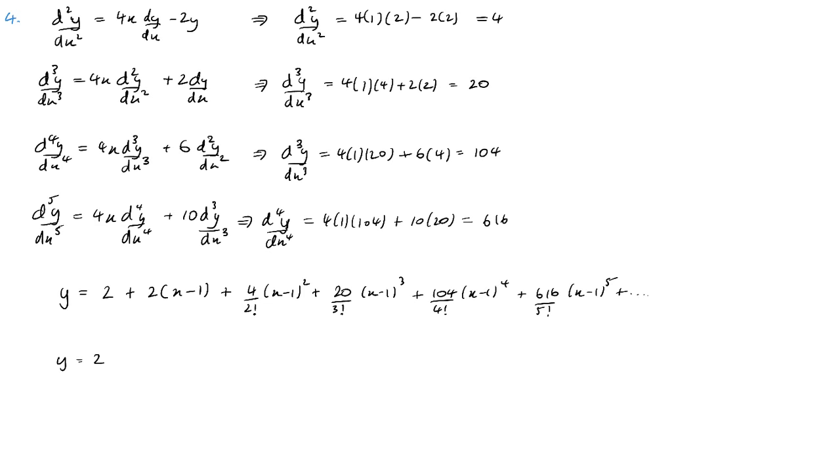And just simplifying this, we've got 2 plus 2 times x minus 1 plus 2 times x minus 1 squared plus 10 over 3 times x minus 1 cubed plus 13 over 3 times x minus 1 to the power 4 plus 77 over 15 times x minus 1 to the power 5. And that is now my series solution here.